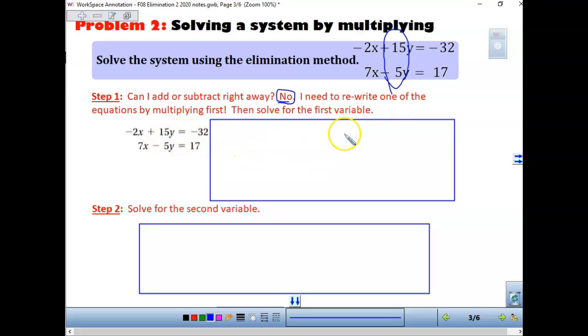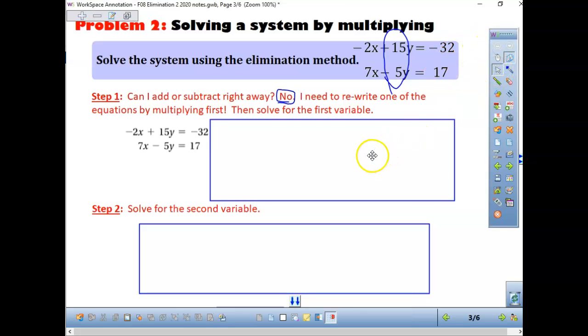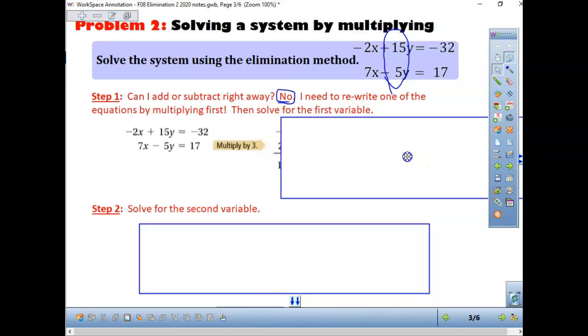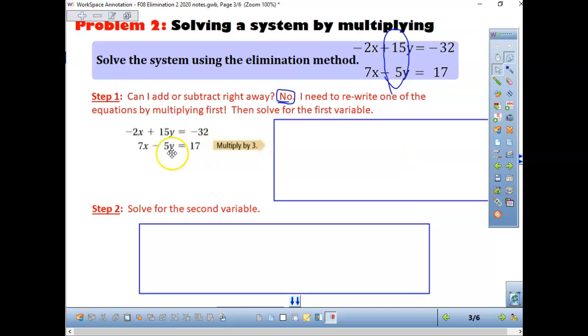15. What do I have to do? What I need you to write down on your paper is that you are going to take that first equation and leave it exactly as it is. So you're going to rewrite it. But right behind that second one, put multiply by 3.